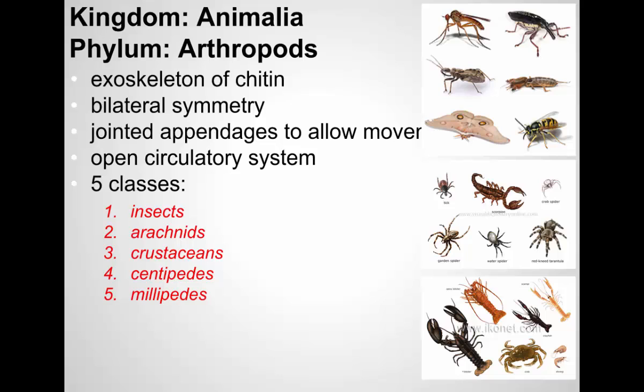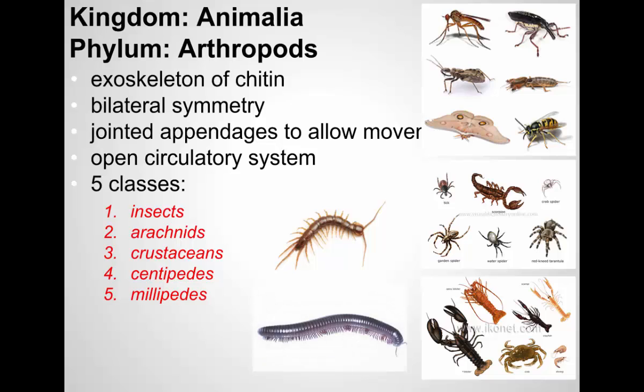Okay? Lobsters, crayfish, crabs. Then we have the centipedes and millipedes. Difference: they don't have 100 or 1,000 legs. Although the prefixes mean 100 and 1,000, that's not true. Centipedes have one pair of legs per body segment. You'll see they have a leg on each side of each segment. Millipedes, however, have 2 legs on each body segment.